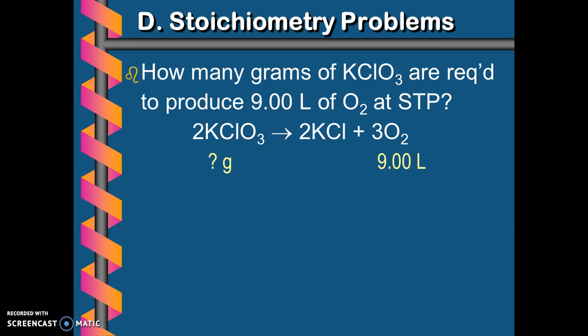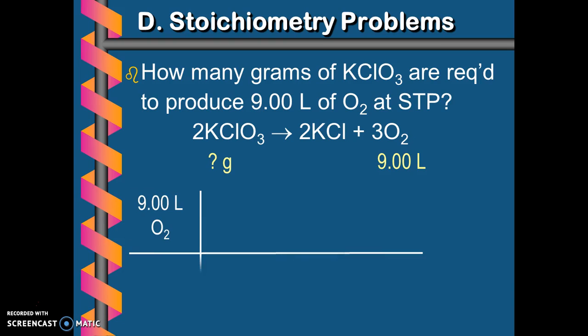And then under the equation, we want to write what we're given and what we're trying to find, just to give us a little visual. So we know we're given 9 liters of oxygen. That's what we need to produce, 9 liters of oxygen. And we want to determine how many grams of potassium chlorate we need to decompose in order to produce that 9 liters. Now, in order to get from liters of oxygen to grams of potassium chlorate, we need to convert to moles of oxygen. Then we can use the mole ratio from the coefficients to get the moles of potassium chlorate.